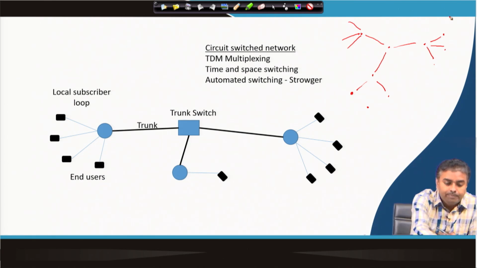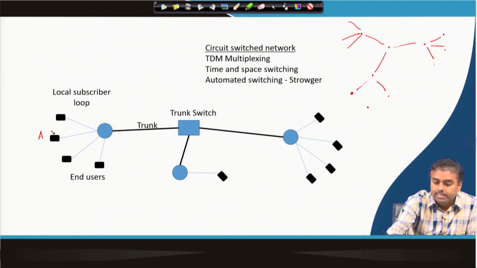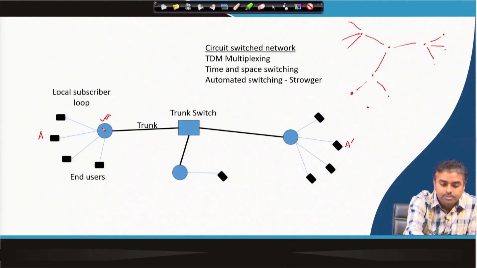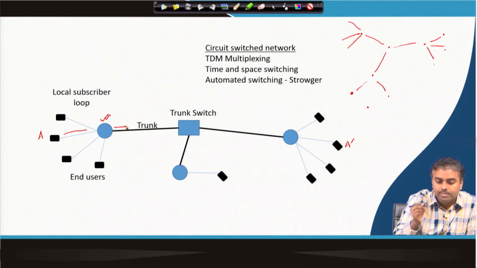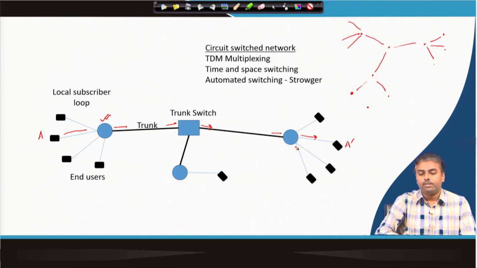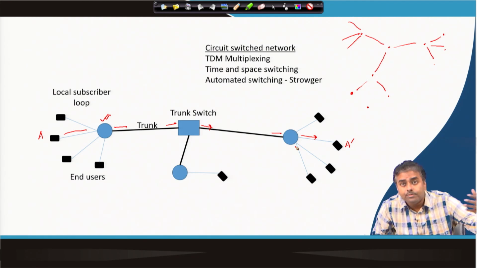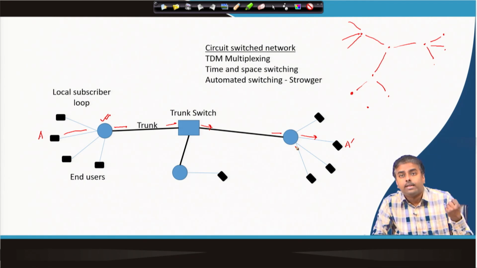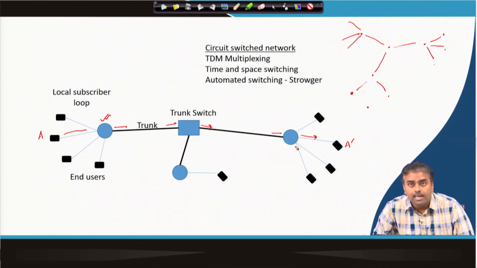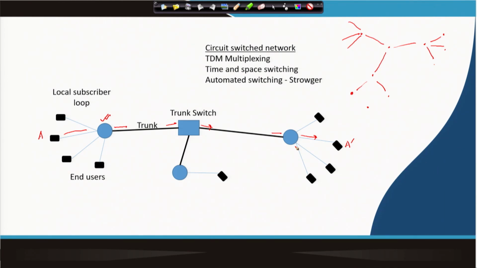Let us say a particular person A wishes to communicate to another person A dash over here. He has to configure this switch so that his connectivity goes into this. Then from this switch that connectivity has to be configured, and in this switch also that connectivity has to be configured. So, it is a series of switches where you have to make the connectivity properly constructed. We will see how the switch operates and how we make connectivity among switches. These are the things we will be seeing in detail later on.